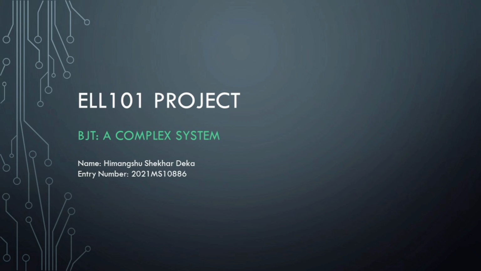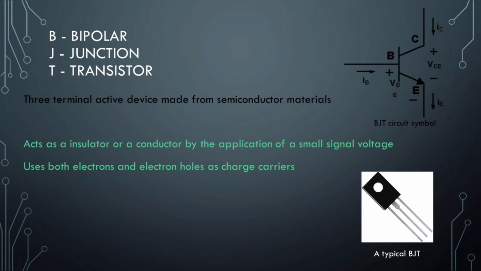My ELL101 project will be on the complex system BJT. BJT, or bipolar junction transistor, is a three-terminal active device made from different semiconductor materials that can act as either an insulator or a conductor by application of a small signal voltage. It uses both electrons and electron holes as charge carriers.